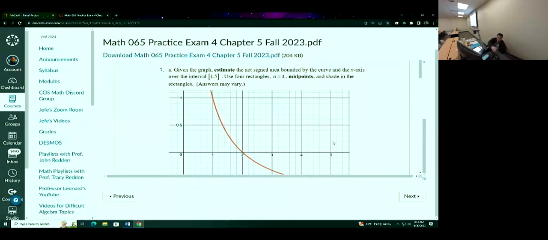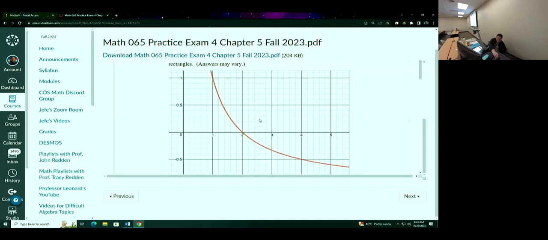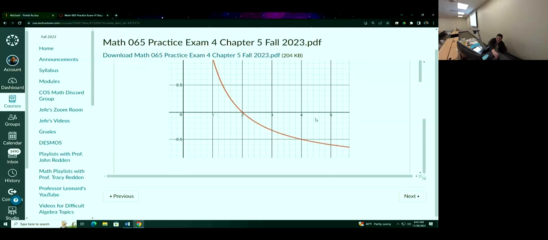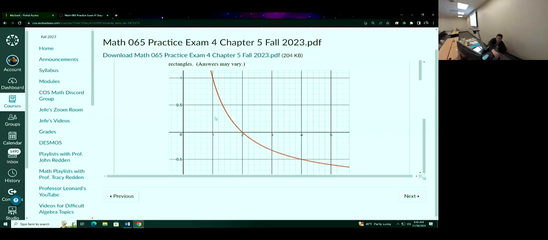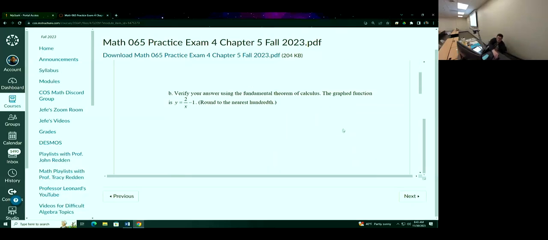You don't need a Riemann sum formula. Like here it says, given the graph, estimate the net signed area bounded by the curve and the x-axis over 1 to 5. Use 4 rectangles, midpoints, and shade the rectangles. From like 1 to 2, the midpoint would be 1.5. You go up to 1.5, you make a horizontal line, make a rectangle right there. And you'll see it in that answer key. That part's pretty easy. Then you'll use the fundamental theorem to show how close you get.